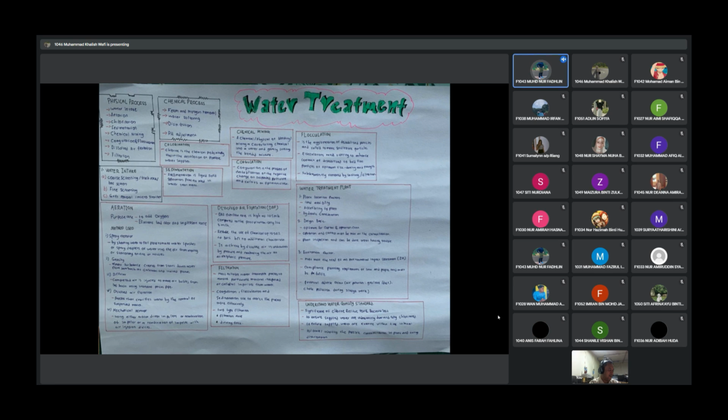And next is water treatment plan. First, we have plan location factor, 2 design basis, 3 environment factor, and last topic is the understand water quality standard. Next slide.